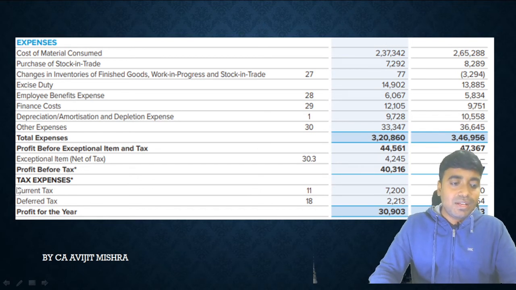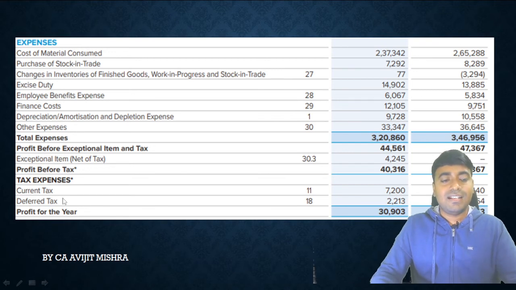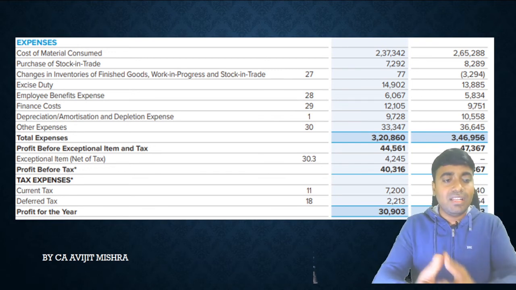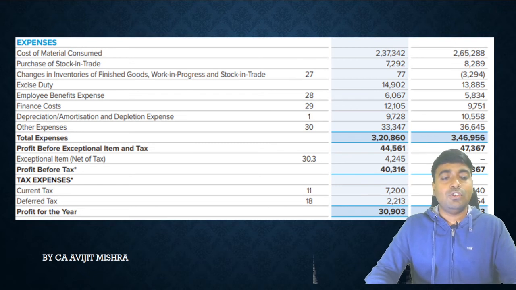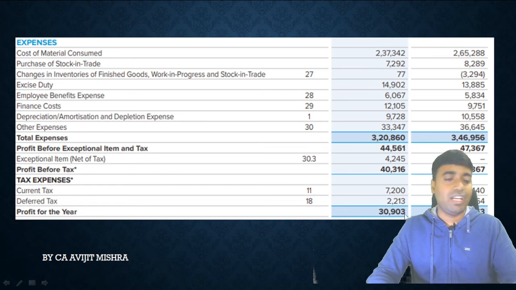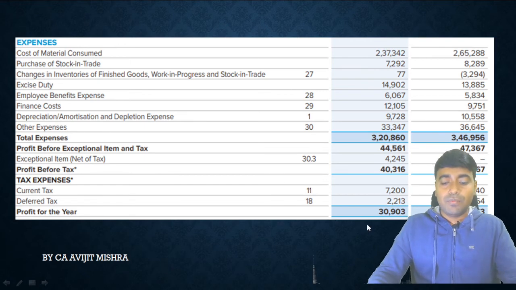For tax expenses, you can see there is a current tax and also deferred tax. No need to understand what deferred tax is in detail. For the time being, understand that deferred tax is also a tax. The tax we are going to pay in the future is called the deferred tax. So the total tax expenses are around 9,413 crore. Based on that, the profit for the year comes to 30,903. So that is all about the profit and loss statement.